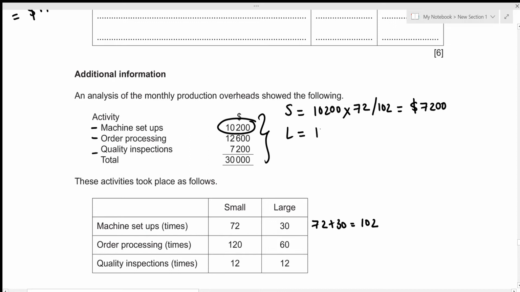Now for large sizes, we repeat the same process. So the total cost is 10,200. And out of 102 machine setups, 30 were done for it. So that's 30 by 102, which results in the total machine setup cost for large sizes to be 3,000.